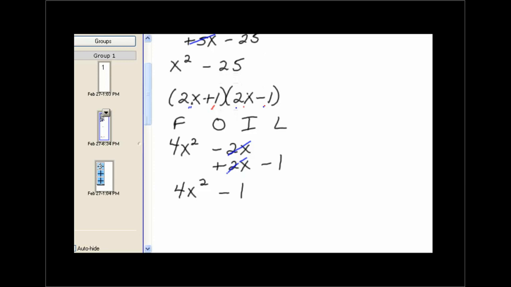Now there's something I want to begin to point out to you here. We see this in the last example and this example. The first term is a perfect square. The last term is a perfect square. And the sign that's in between them is a minus sign. We're going to see the same thing in the previous example. X squared is a perfect square. 25 is a perfect square. And what's the sign that's in between those two? A minus sign. So this is a difference of two squares.